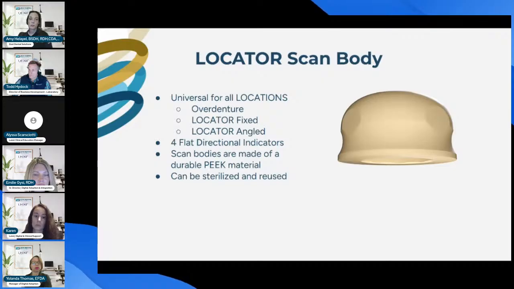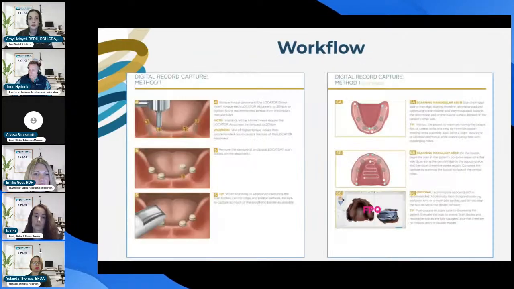The scan bodies are made from a durable PEEK material and they can be reused. So very similar to the workflow of our analog, you're placing your locator abutments, you're going to place your scan bodies on top of the locator abutments, and then move forward with scanning with your IOS, whichever IOS you have in your office. And I know Leixir is going to be talking about some of the different scanners and systems that they work with best.